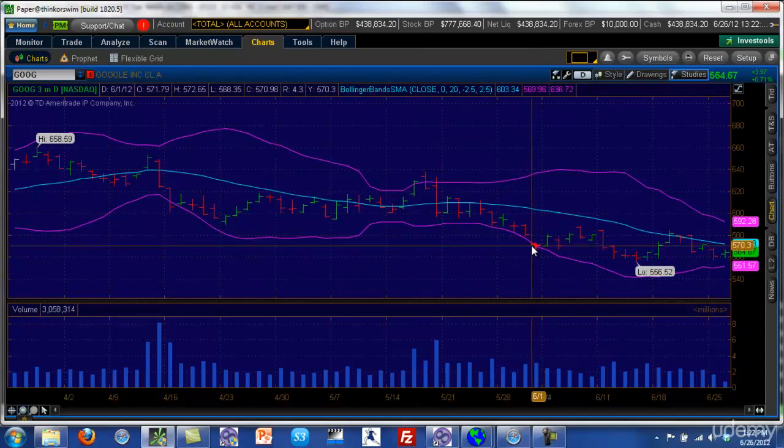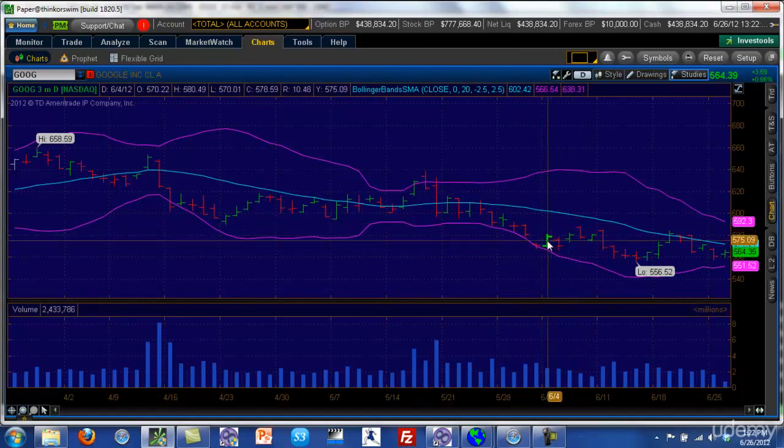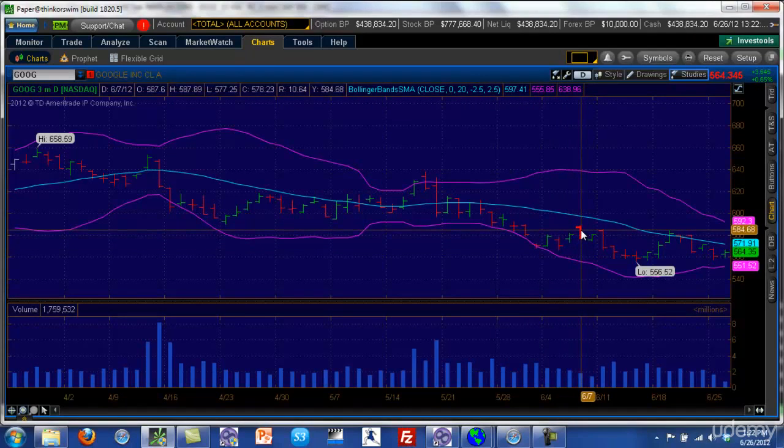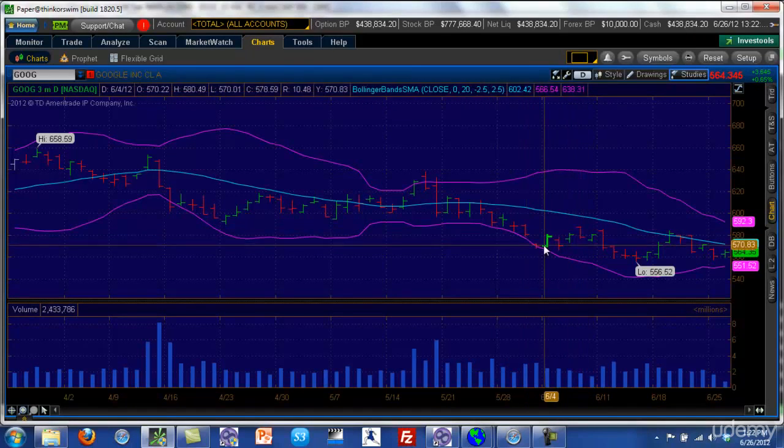Similarly, if you come to this point and said, okay, if it's going to go below the lower band, then perhaps I need to go long here. And if you did go long, you could have caught about a $10 move on Google right here. So Bollinger Bands are very helpful. Bollinger Bands are part of the technical analysis arsenal.